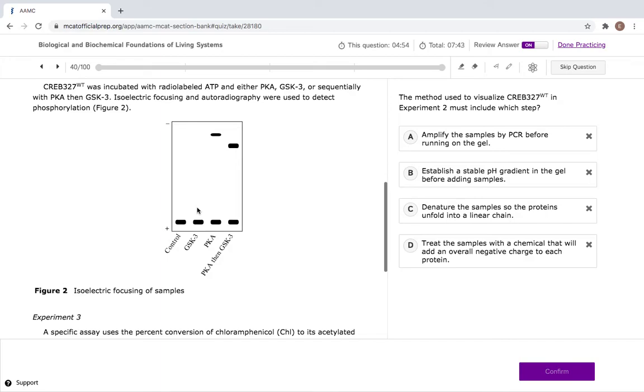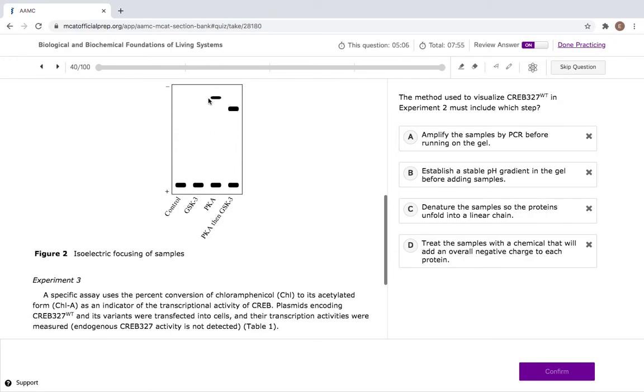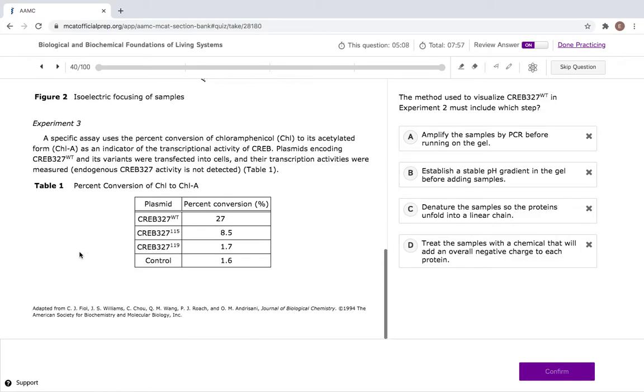And isoelectric focusing is, I would say, pretty high yield. You got to know isoelectric focusing. It separates proteins based on the isoelectric point. So that's what they did here. I'm not going to go through this, to save some time.